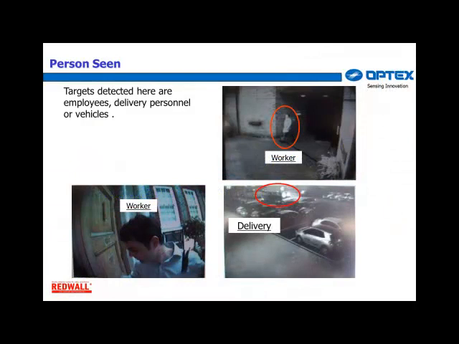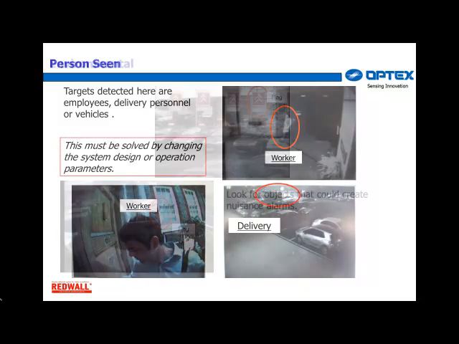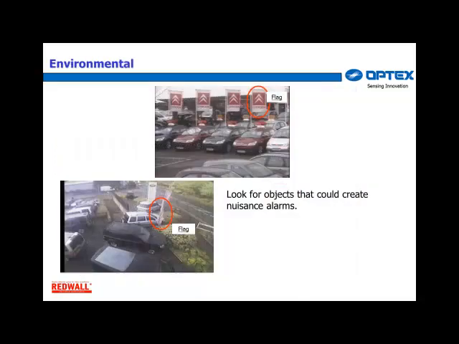Situations like this, where authorized people are walking in the protected area, need careful planning. Changing the mounting location and using masking if necessary will alleviate these issues. Another challenge is objects that can cause false alarms, such as a flag waving in the wind. You can mask those to avoid detection.